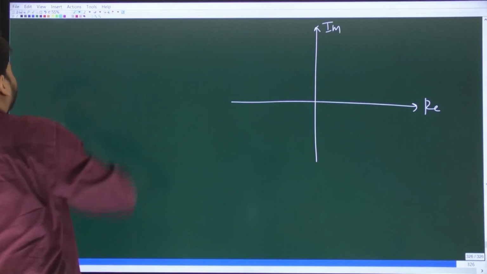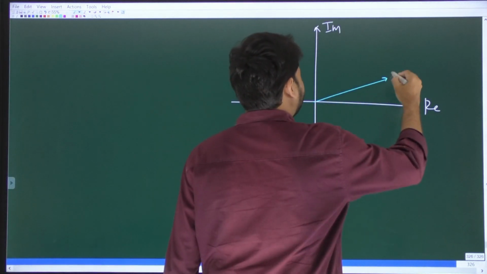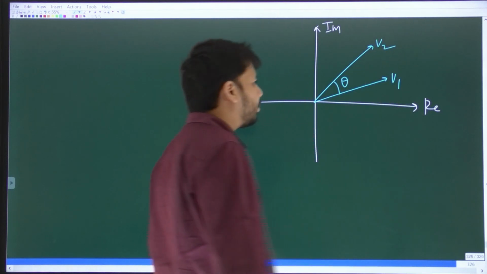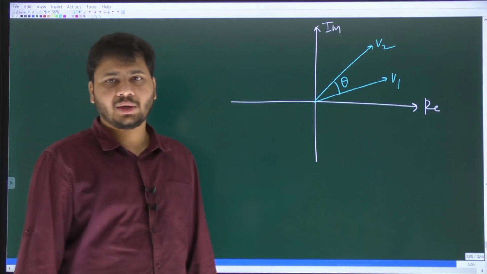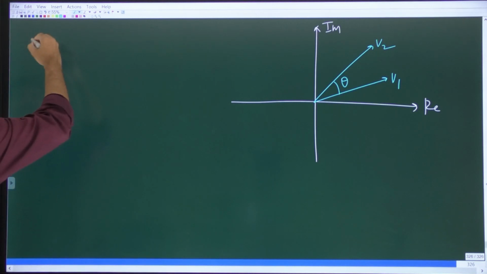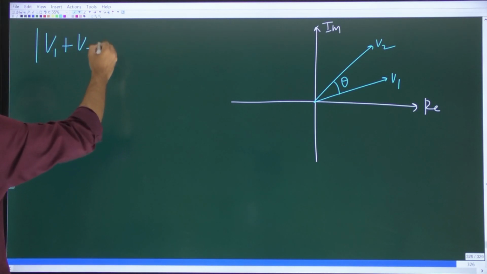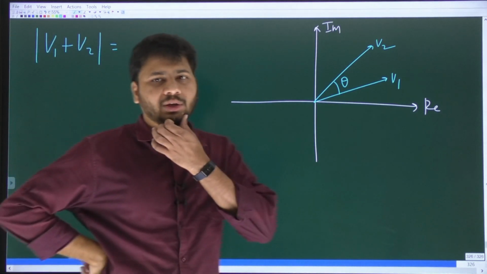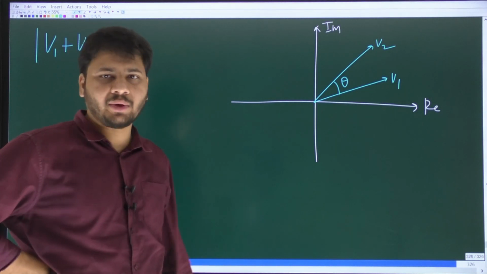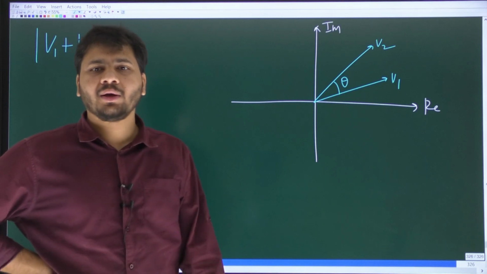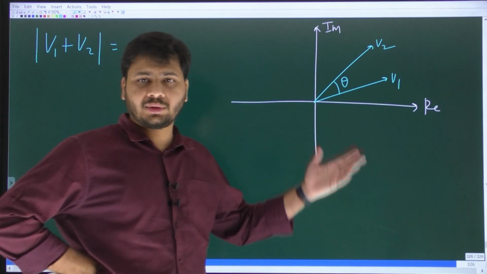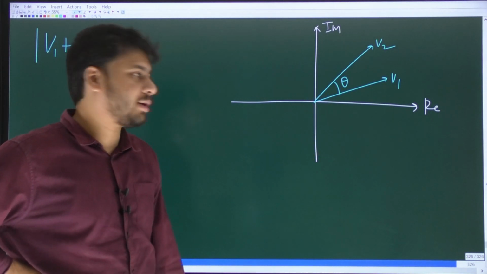Let's say we have two phasors. One phasor is V1. Another phasor is V2. And let theta be the angle between the two phasors. Now I would like to find mod V1 plus V2. So when you add the two phasors, how do you add them? It is similar to adding vectors. You must be remembering the parallelogram law of addition for vectors. So it is like adding the two vectors V1 and V2.